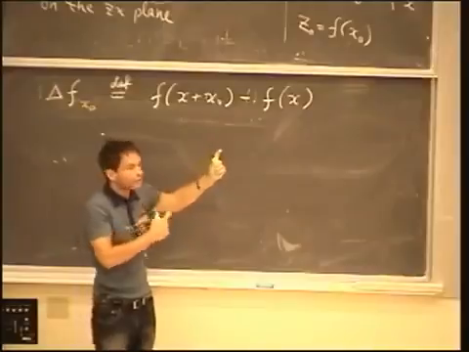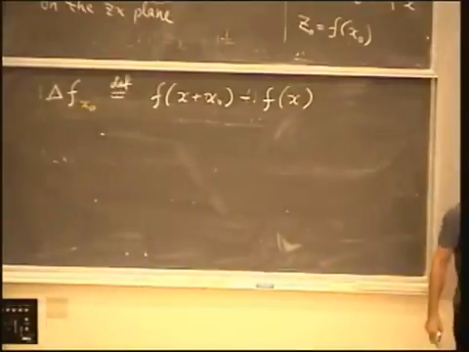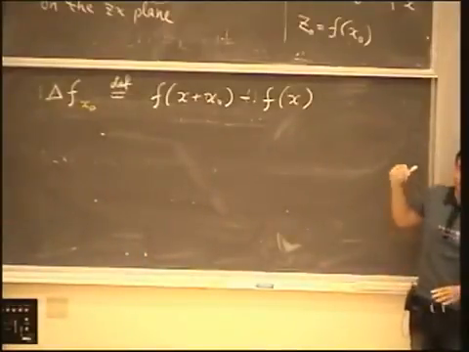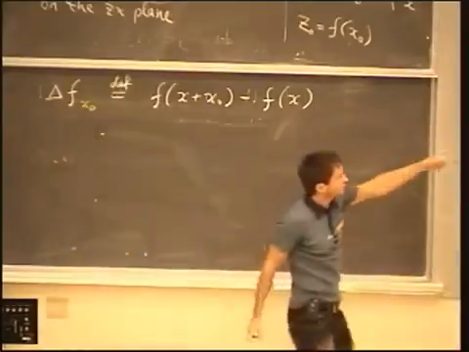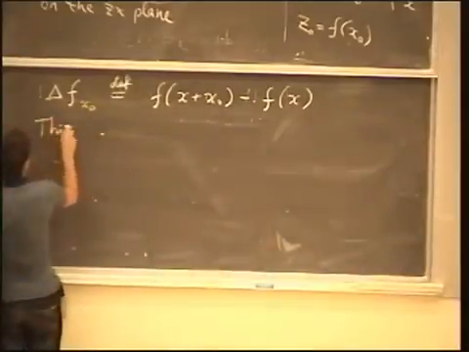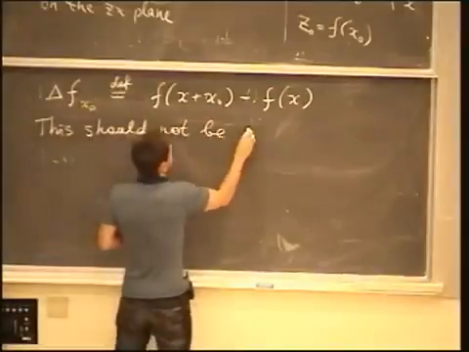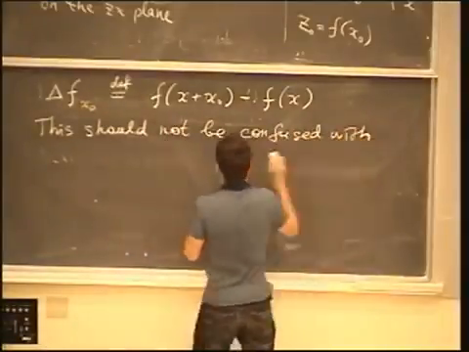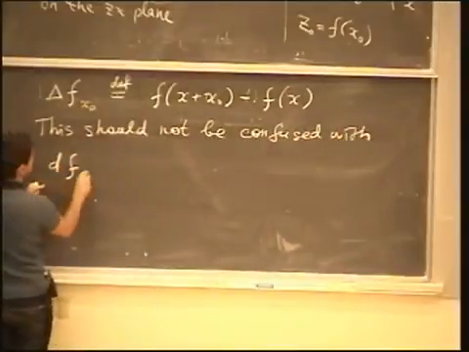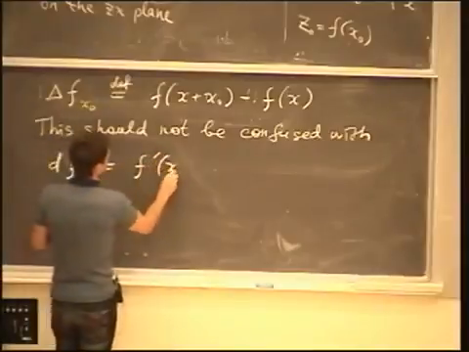It is the increment of the actual function, whereas df is the increment of the tangent line, of the linear function which approximates our function, you see. So that's the difference between the big delta and small d. This should not be confused with df relative to the point x0, which is f prime of x0 times x minus x0.